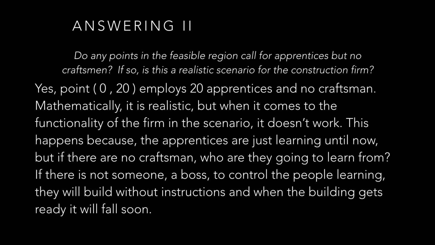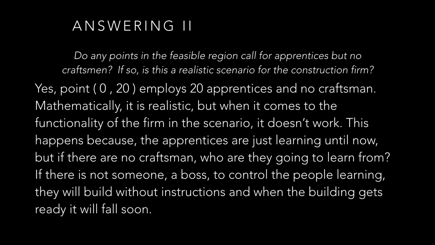Answering 2. Do any points in a feasible region call for apprentices but no craftsmen? If so, is this a realistic scenario for the construction firm? Yes. Point 0, 20 employs 20 apprentices and no craftsmen. Mathematically, it is realistic, but when it comes to the functionality of the firm, in this scenario, it doesn't work.